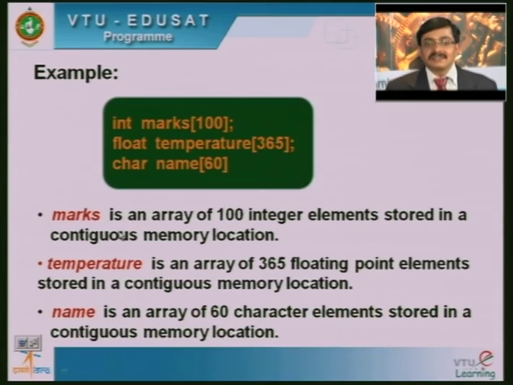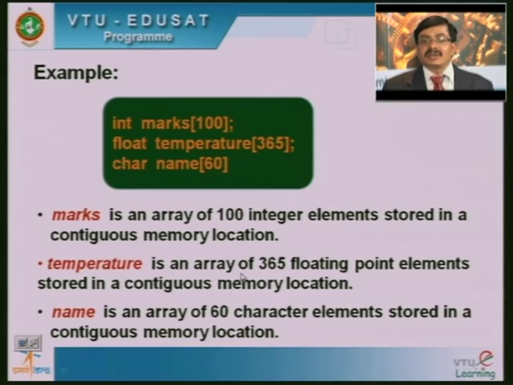So here we can see marks is an array of 100 integer elements stored in a contiguous memory location. It is also called a continuous memory location. Similarly, temperature is an array of 365 floating point elements stored in a contiguous memory location. Similarly, name is an array of 60 character elements stored in a continuous memory location. These are some of the valid declarations of an array.